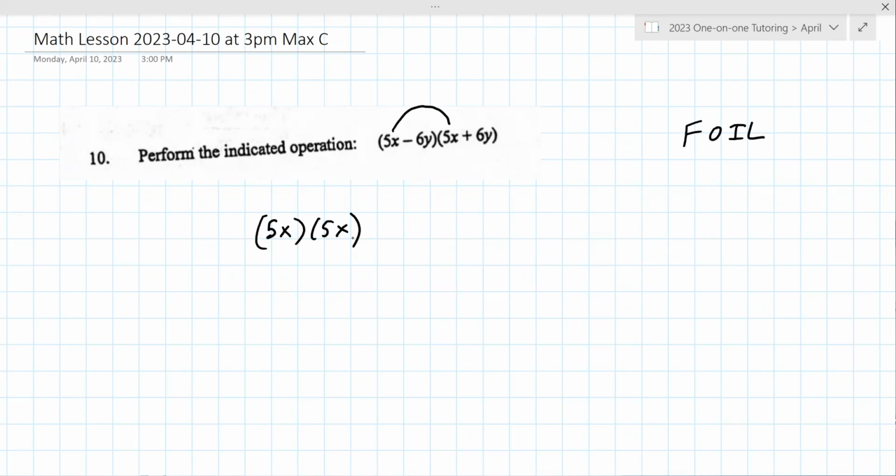That is... What's 5 times 5? Start with that. 25. And then x times x is? X squared. Yeah, let me put that down below here. So that's F. The O is 5x times 6y.